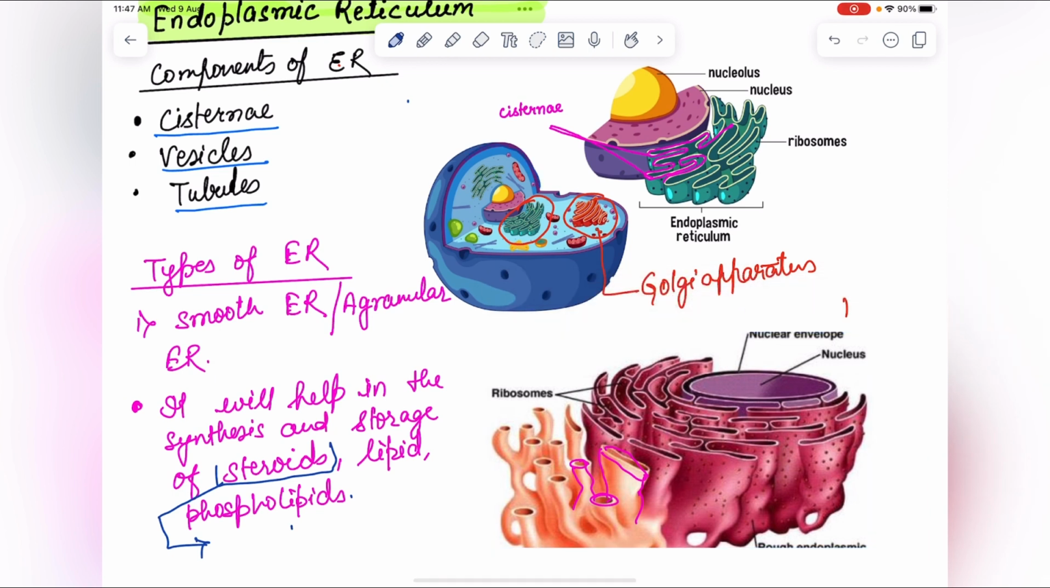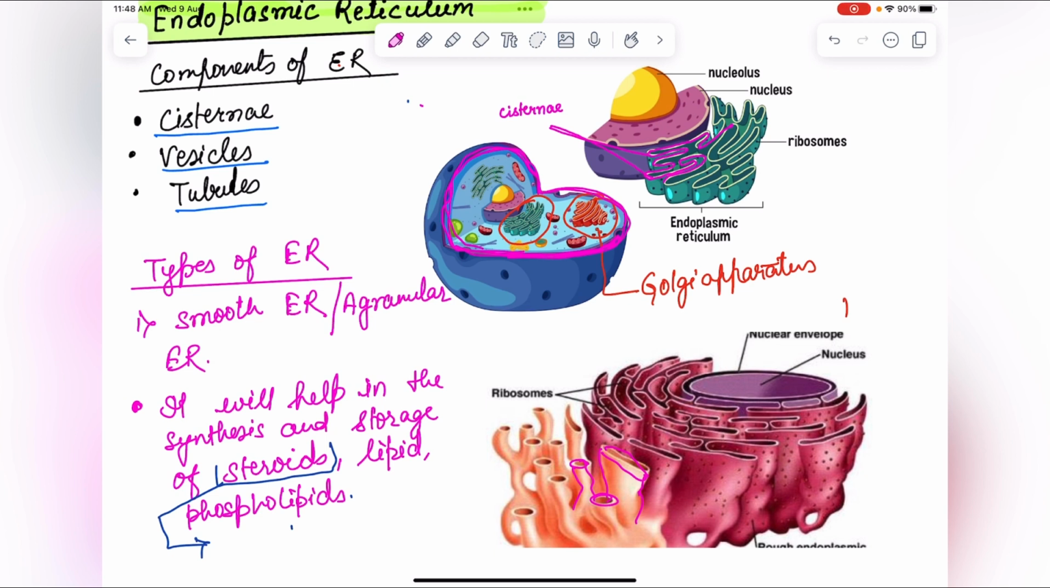This helps in the formation of the cell membrane. The cell membrane is made up of bilayer phospholipids and proteins, and they are synthesized in the endoplasmic reticulum.